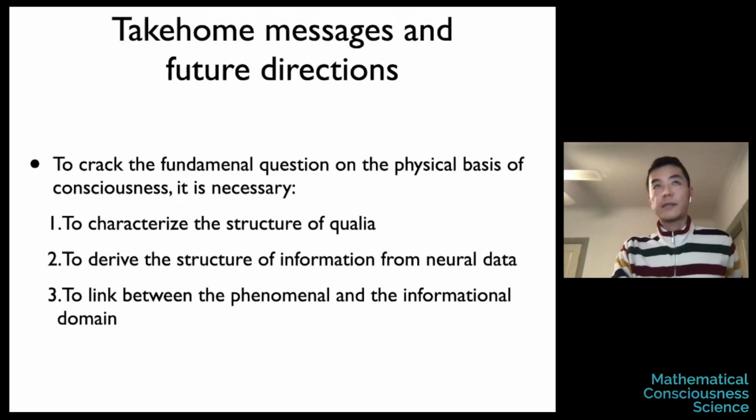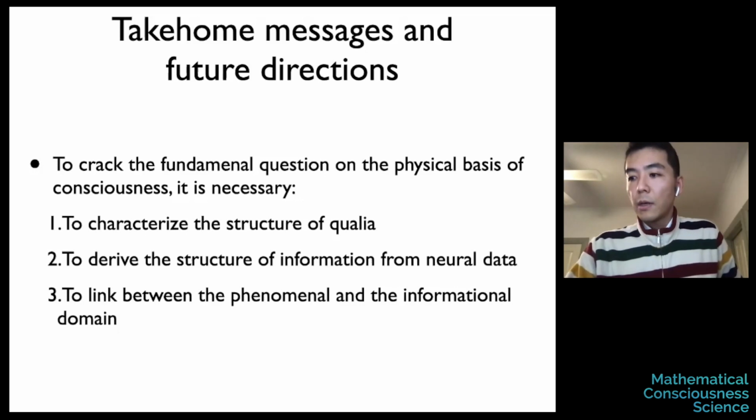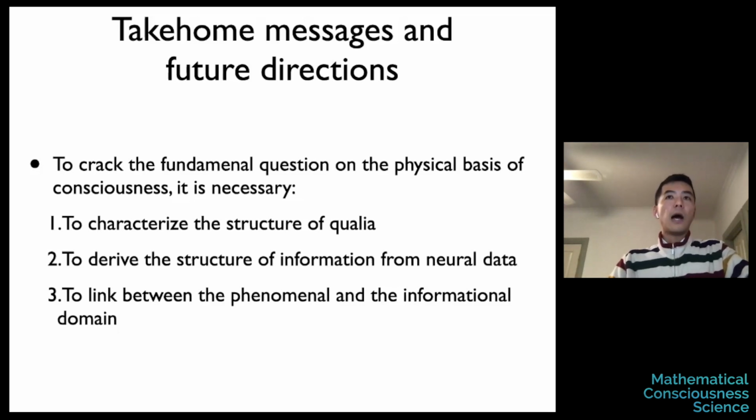So the last slide is a take home message and the future directions. In my future research, to crack the fundamental question of the physical basis of consciousness, I propose that we need to characterize the structure of qualia and also to derive the structure of information from the neural data, and then to link or compare the conclusions from both sides, the phenomenal and the informational domain. It could be using a very simple thing like a correlation, but I think category theory type rich description of the relationship would be more useful in the future.